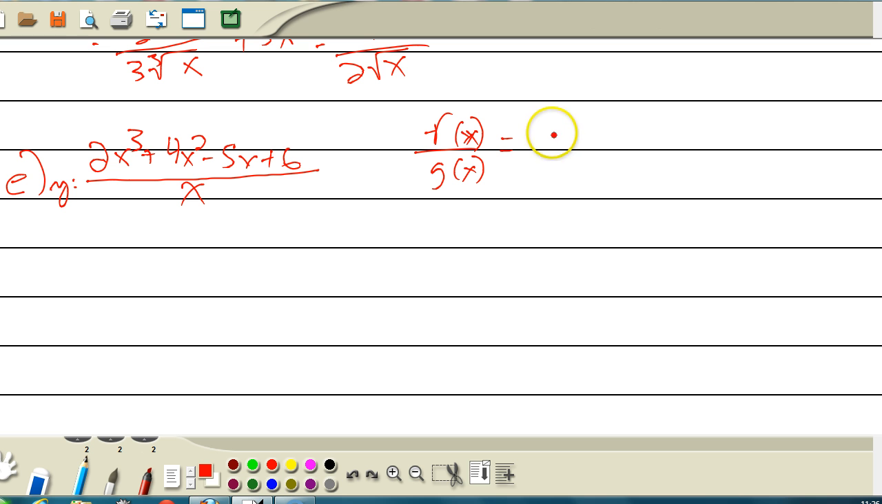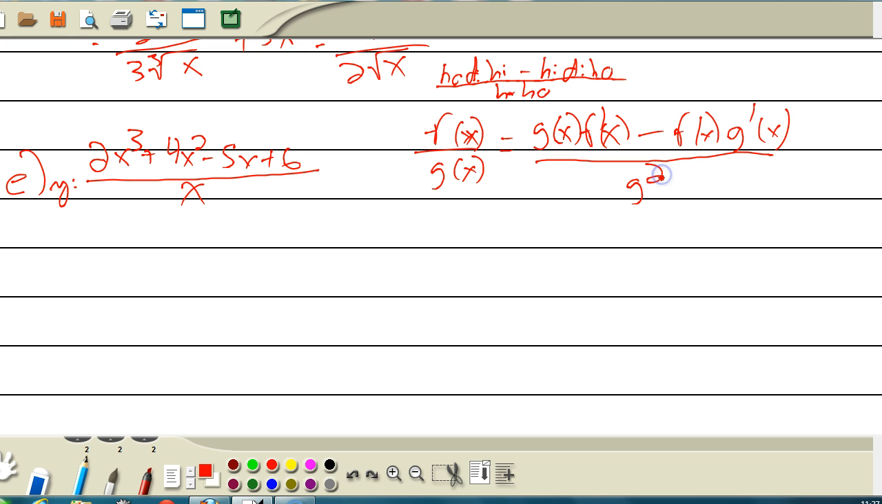An easy way I remember it is "ho d hi." Let me write it out: ho d hi minus hi d ho, divided by ho ho. Ho means the bottom, hi means the high one. So it's g of x times d hi, d stands for derivative, so f prime of x, minus f of x times the derivative of g of x, divided by g squared. So it's the derivative of the top times the bottom minus the derivative of the bottom times the top, divided by the bottom squared.